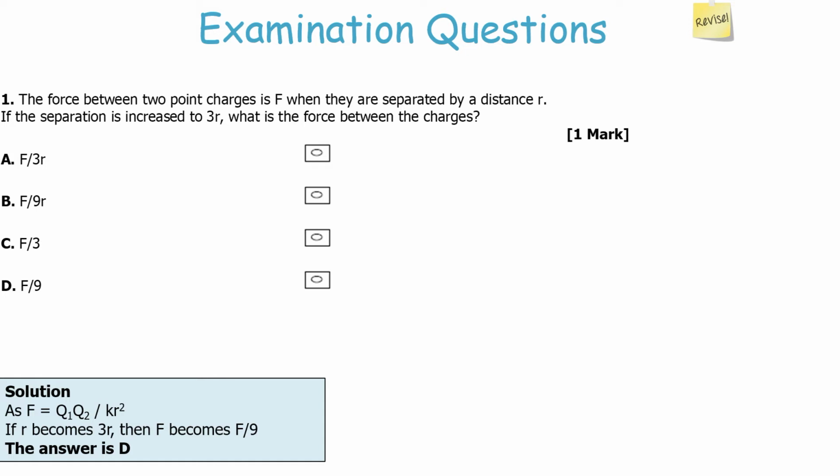Now because we are squaring the 3, because it's (3r) squared, this means it's going to be over 9 because 3 squared equals 9. So therefore the force becomes F over 9. So the answer is D.